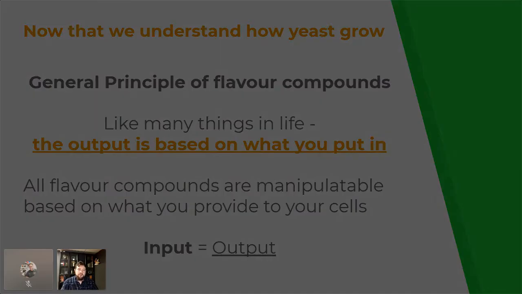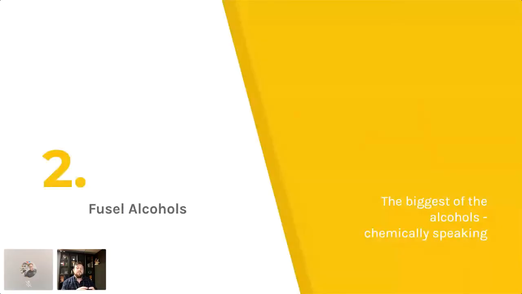So we're going to start going into the next section, which is fusel alcohols. Now, fusel alcohols are just bigger, larger alcohols. They're bigger relative to the alcohol that you typically see associated with fermentation, ethanol, which is 2 carbons. Fusel alcohols are always larger than 2 carbons, which is why they are often called higher alcohols or larger alcohols.